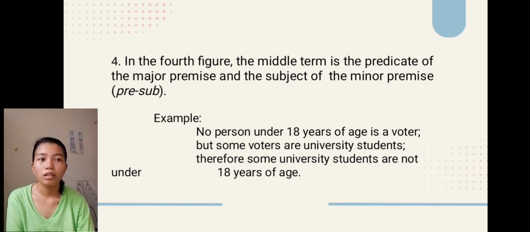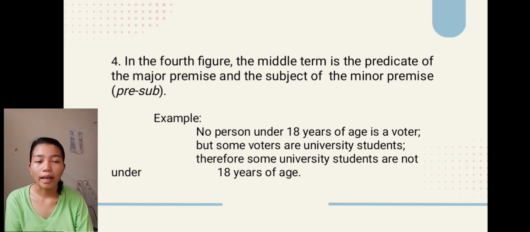Therefore, some university students are not under 18 years of age. Some university students, it is considered as O. So my major premise is E, the minor premise is I, and the conclusion is O. So it is in a valid mood.